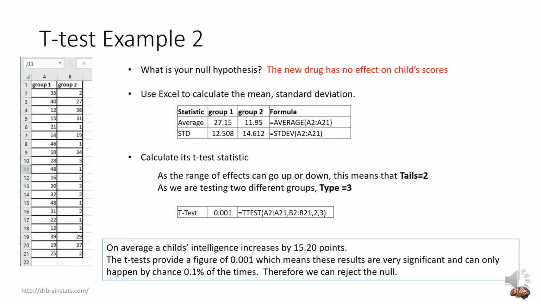So on average, a child's intelligence increases by 15.2 percentage points. The t-test provides a figure of 0.001, which means that these results are very significant and can only happen by chance 0.1% of the time. Therefore, we can reject the null.